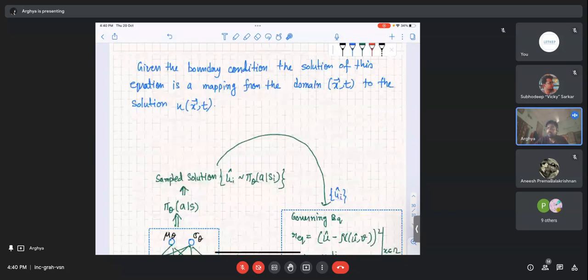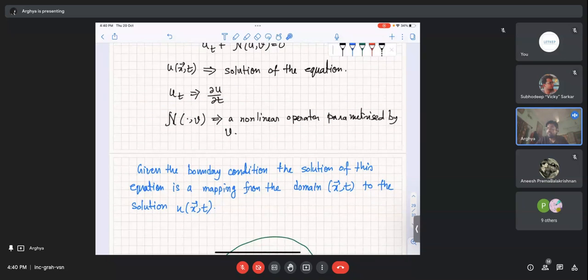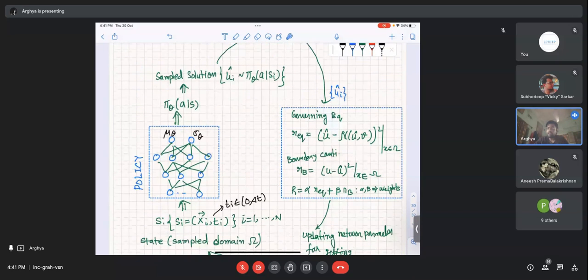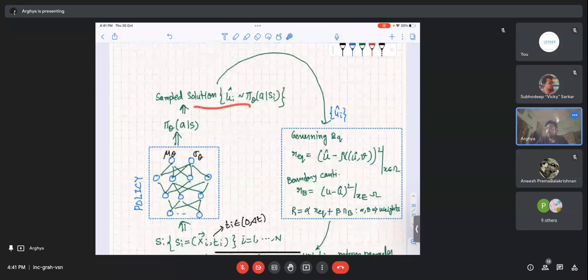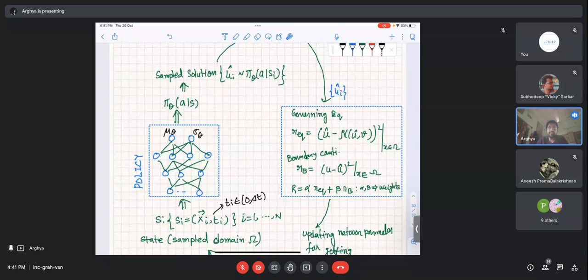Because here, in some sense, you are mapping from a domain of x and t to the solution u(x,t). That mapping, the mean value and the standard deviation, captures the probability distribution, and from that distribution you sample one point and see how this sample solution works. So you can say your reward function is how well you are solving the differential equation, plus how well you are satisfying the boundary conditions and so on. Those are my reward functions.